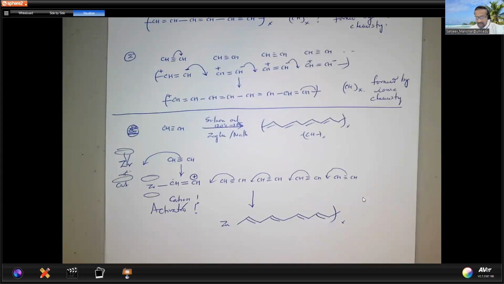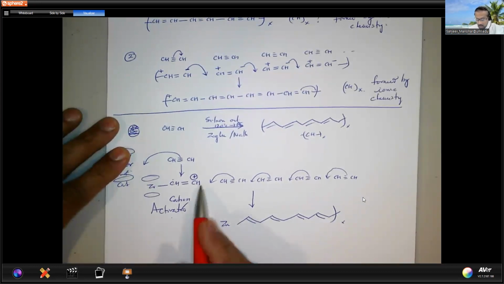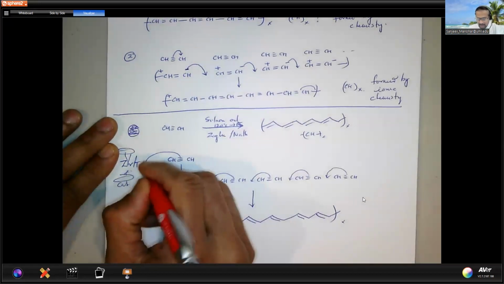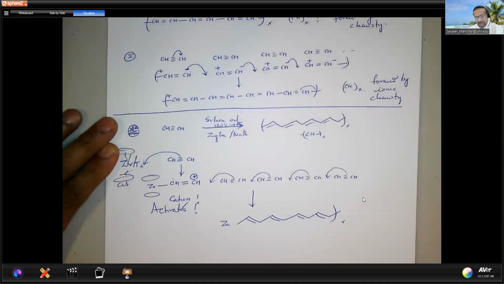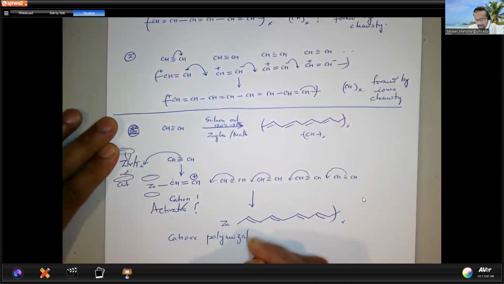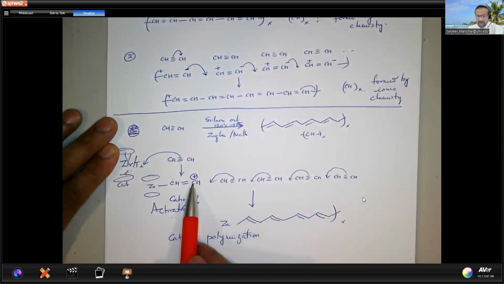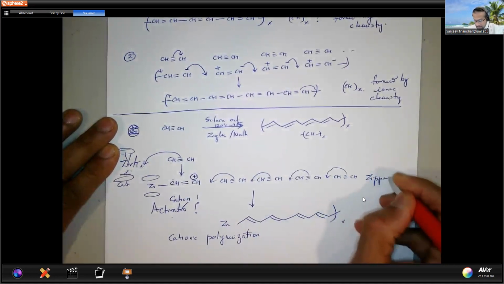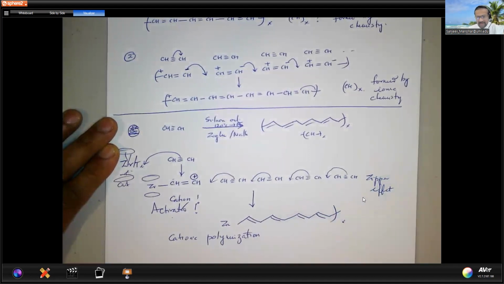So this type of activation, which is activated by Ziegler-Natta catalyst, or titanium, right? Zirconium, titanium, right? This is called cationic polymerization. Cationic polymerization, because the first species that's formed is a plus charge, which is the magnet that attracts the new acetylene molecules, and this becomes a zipper effect. So one starts, and the rest follow.